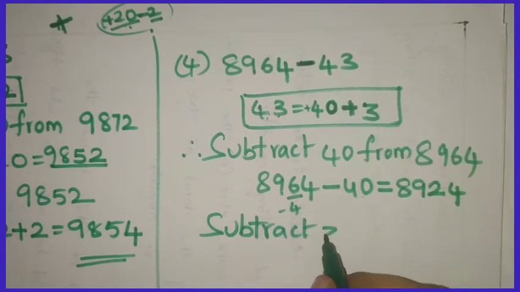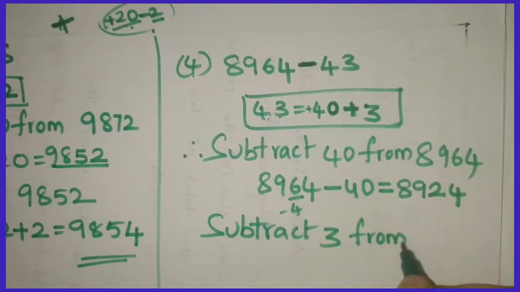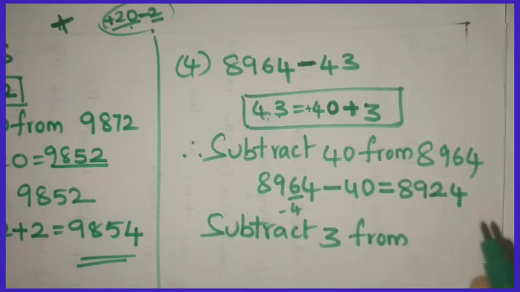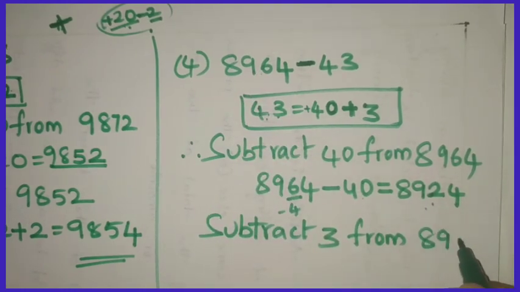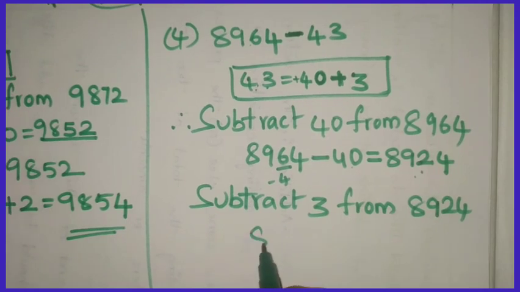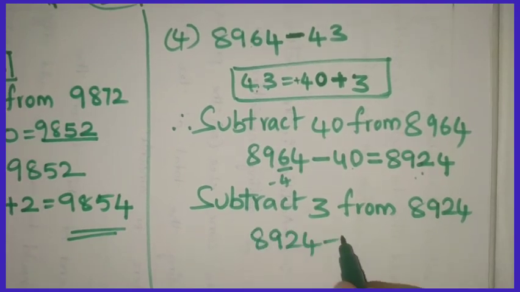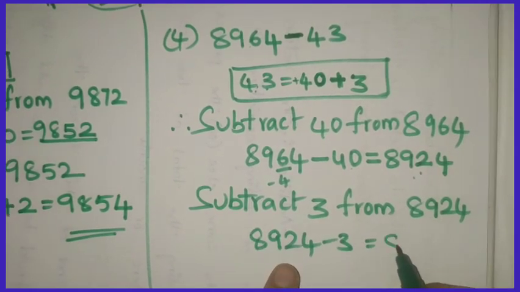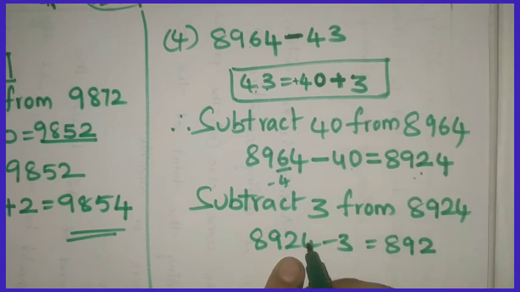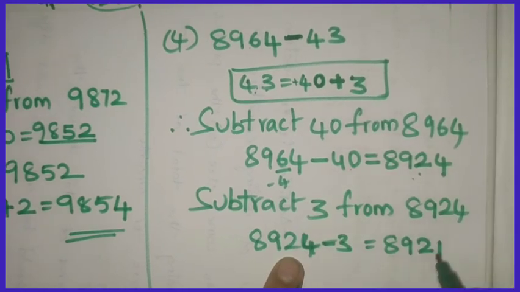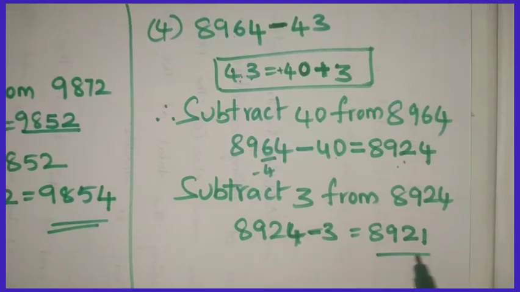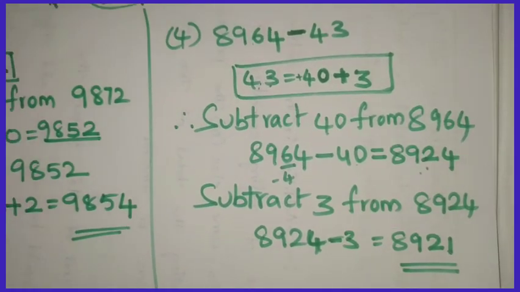Subtract 3 from which number? This number here. Yes, this number, 8924. 8924 minus 3 equals 8921, okay. This is the answer. Like this you have to do.